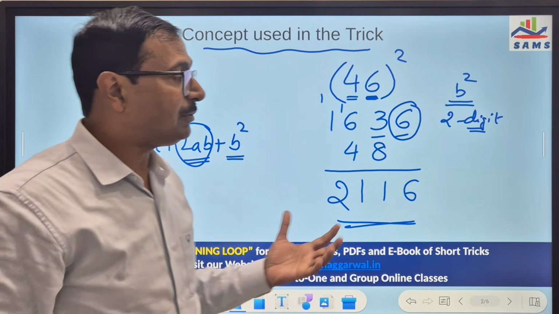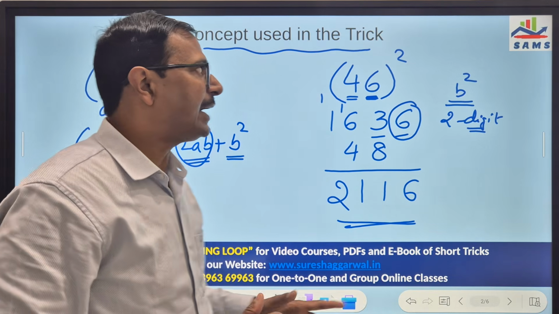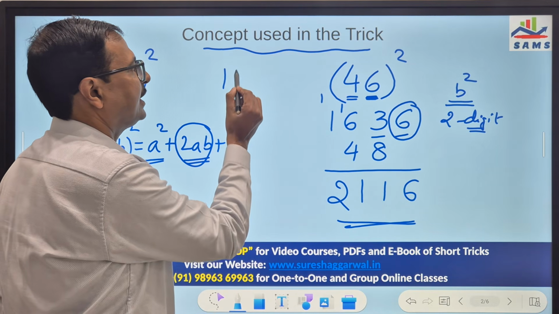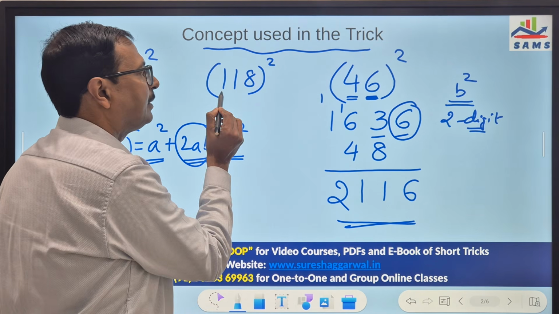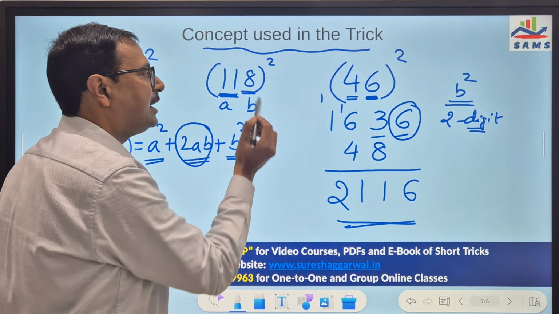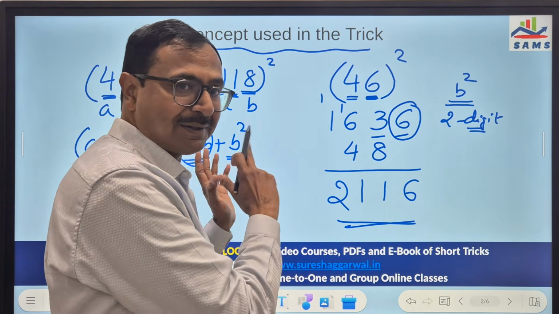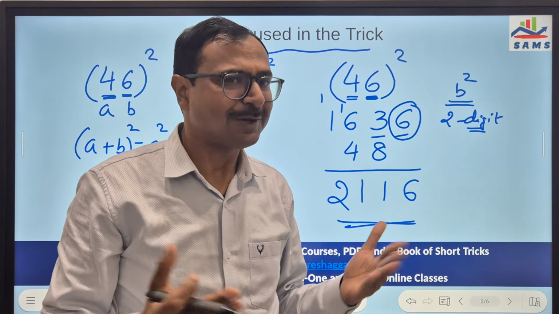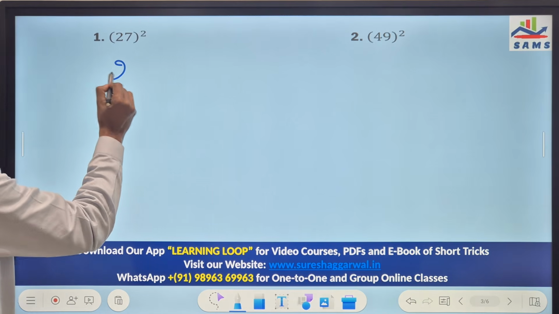Now you can actually do the square of a 3-digit number also. For that, suppose I have 118 square. So what will I do here? I'll follow the same method, by considering 11 as A and 8 as B. And the concept works wonderfully well for 3-digit numbers also. Okay, so let's apply this concept now and solve some questions.